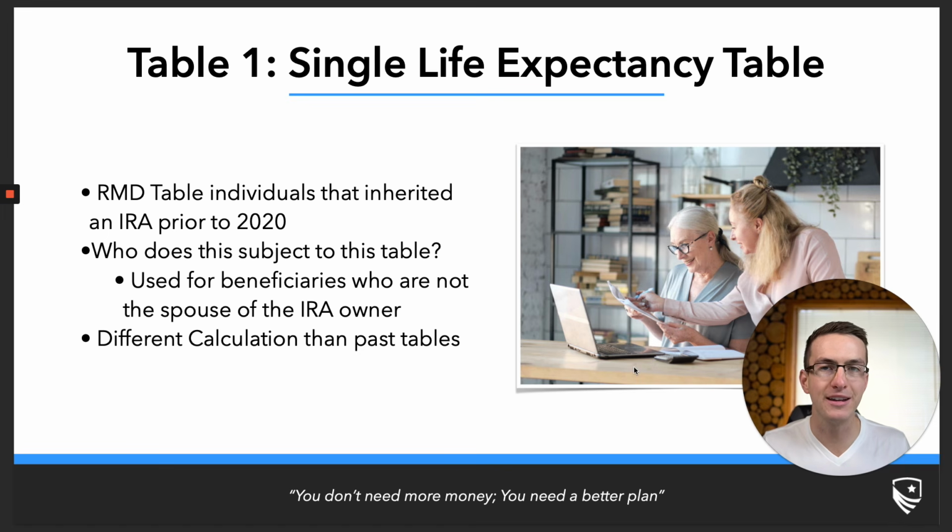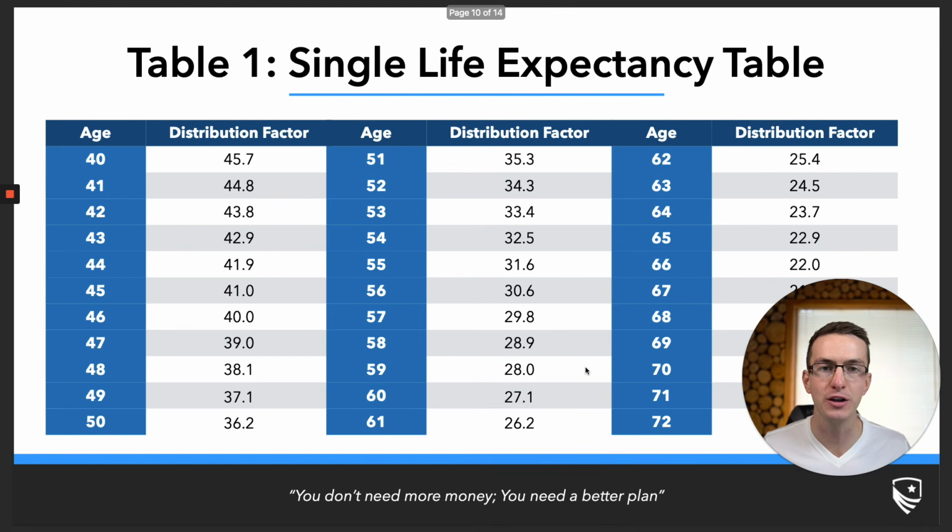And there is a little bit different of a calculation on an ongoing basis for this single life expectancy table. Again, we'll cover this as thoroughly as possible. But first, let's look at the single life expectancy table. Now, we're going to show a lot more ages here because you can obviously inherit an IRA much sooner than you have to take a given RMD on your own tax deferred account. At age 40, let's say, your distribution factor is 45.7.